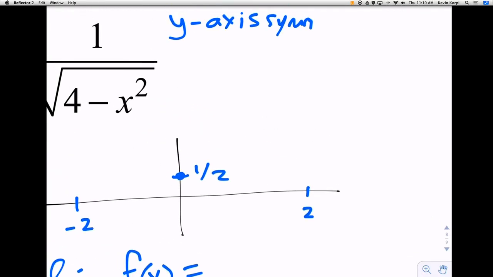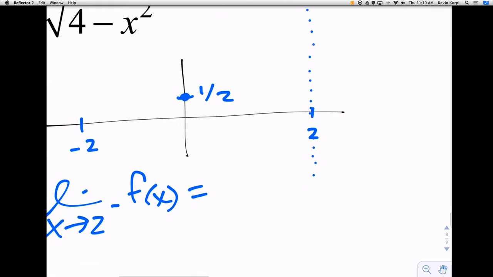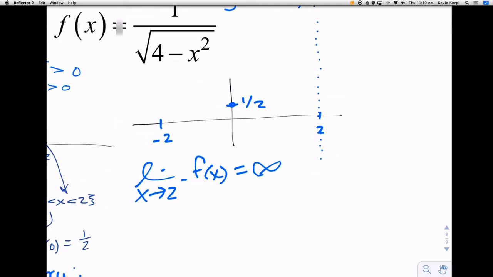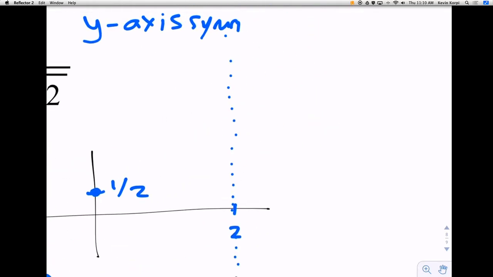Okay. So that means that there must be a what at 2? A vertical asymptote. That's pretty special. That was the definition of a vertical asymptote: if the limit as x goes to some finite x value from either side equals plus or minus infinity, because there's a vertical asymptote there.